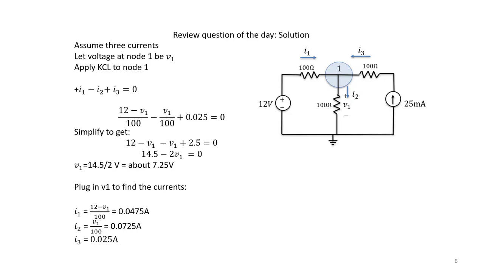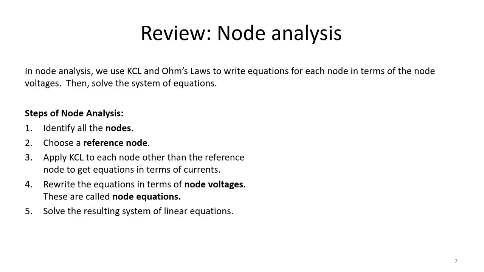Okay, so real quick, let's just finish reviewing the topics from last time, and then we'll move on to mesh analysis. So once again, we learned, as we saw in our example, that node analysis uses Kirchhoff's current law and Ohm's law to write equations for each node. Specifically, we are writing equations for each node in terms of node voltages. So once we have those node equations, all we need to do is solve that system of equations for our unknown node values.